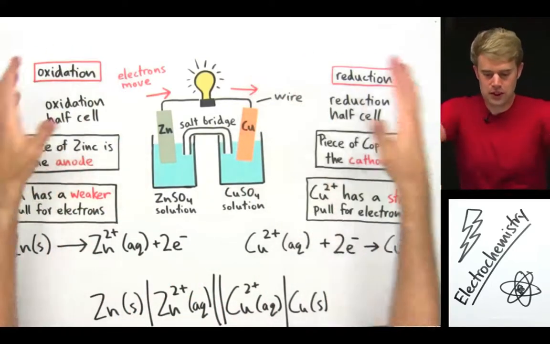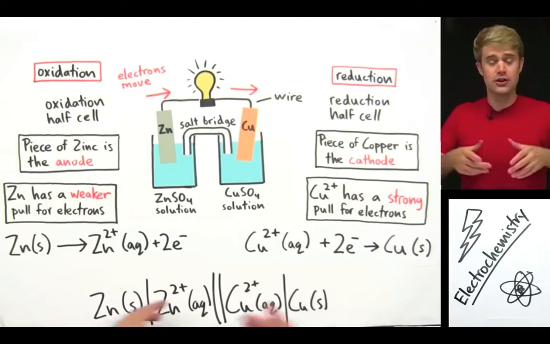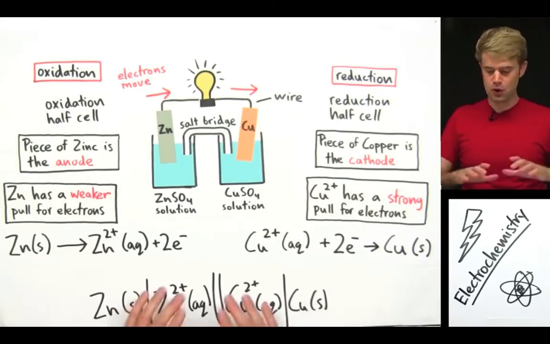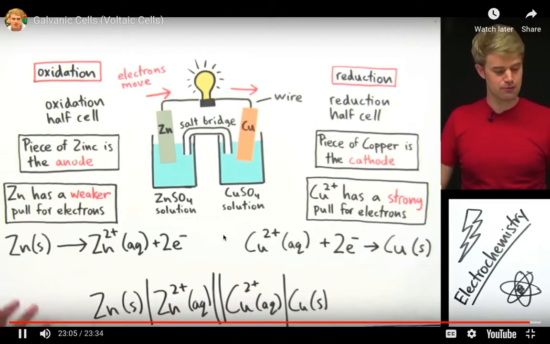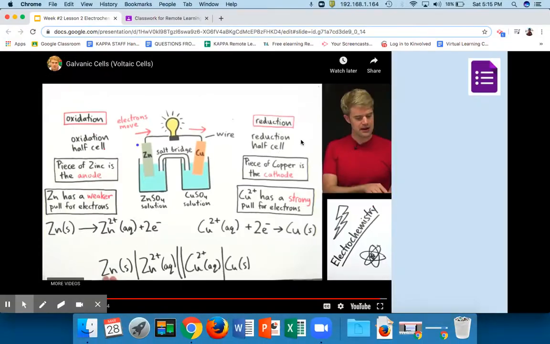And then finally, we can sum all of this up by writing this cell diagram or cell notation, which shows everything that's happening in a shorthand abbreviated form. So that part we didn't cover, so I'm going to stop here. I will also link this video in the assignment for this week if you want to just watch this video.